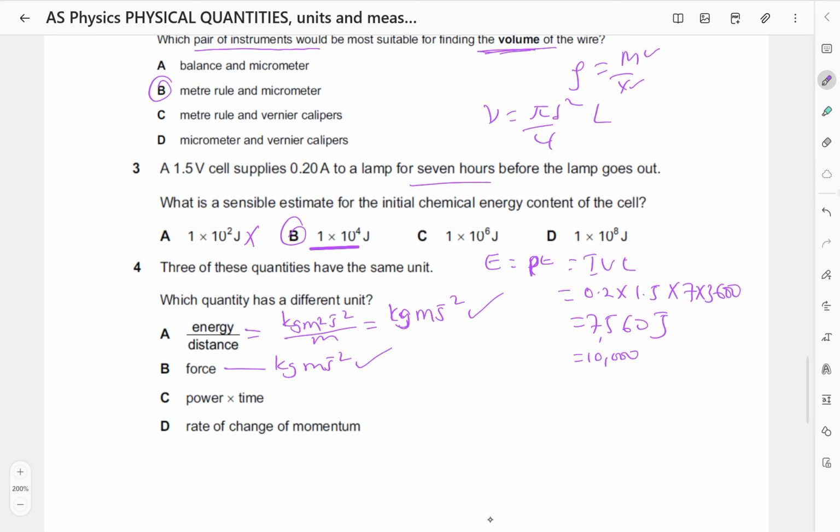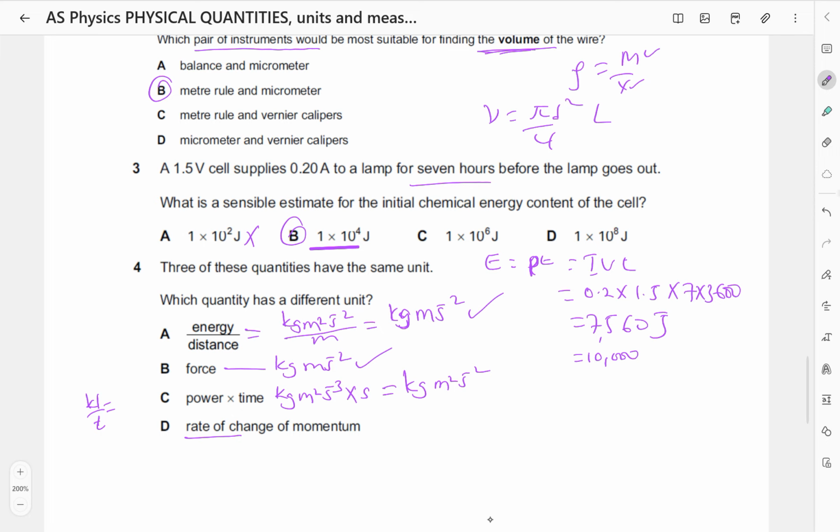They are similar. Then power times time. Power is work done over time, which is energy over time. So I'll get the units of energy, which is kilogram meter squared per second squared, divided by seconds, becomes seconds to the power of -3. Then times time, which is seconds. So this gives me kilogram meter squared per second squared. So this one is different.